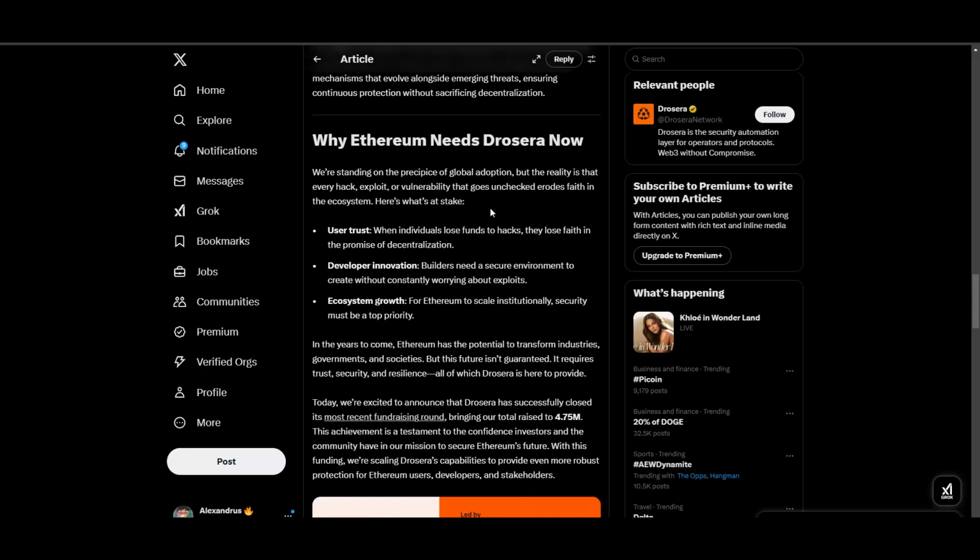So why does Ethereum need Drosera? I mean, obviously, we already kind of talked about it. They can detect all of the stuff, they can set up the traps, and because of that, it can be safer. But yeah, we are standing on the precipice of global adoption, but the reality is that every hack, exploit, or vulnerability that goes unchecked erodes faith in the ecosystem. So here's what's at stake.